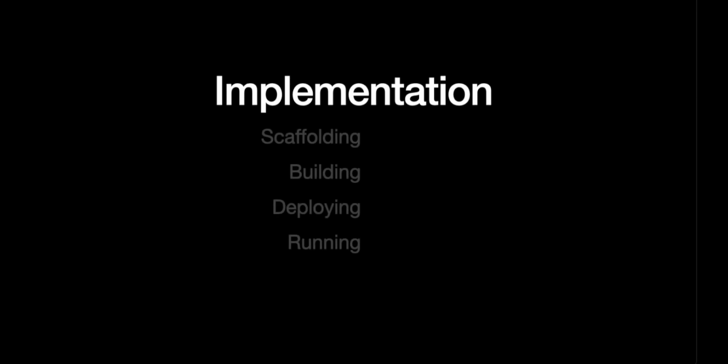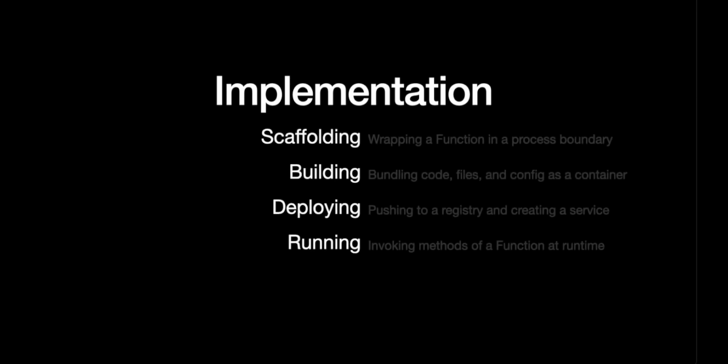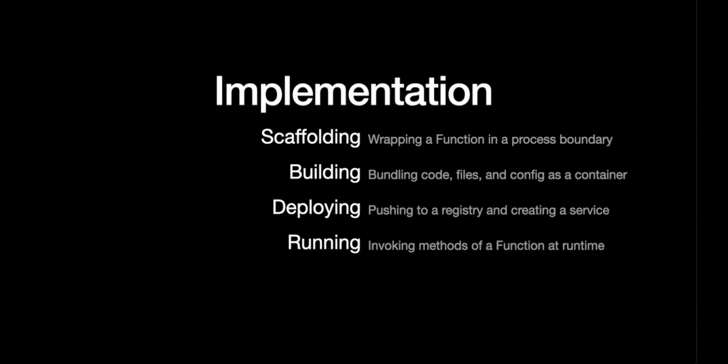Okay, so there's really a few major steps here. There's the scaffolding, building, deploying, and running. Scaffolding was that process where the function is wrapped in a process boundary, given a main file, etc. And then building is when that's put into a container along with various configuration like static environment variables, expected volume mounts, that sort of thing. And then deploying is sending that container to a registry, whether inside the cluster or a public registry, whatever, and then contacting the cluster and creating a new service which uses that container, or updating the service to have a new revision.